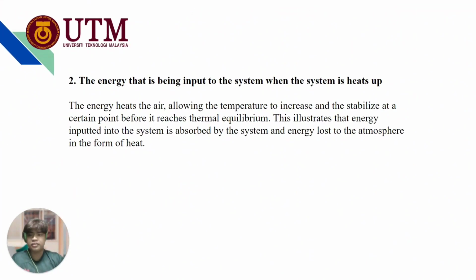The second discussion is the energy that is being put into the system when the system is heated up. The energy hits the air, allowing the temperature to increase and stabilize at a certain point before it reaches thermal equilibrium. This illustrates that the energy inputted into the system is absorbed by the system and energy lost to the atmosphere in the form of heat.